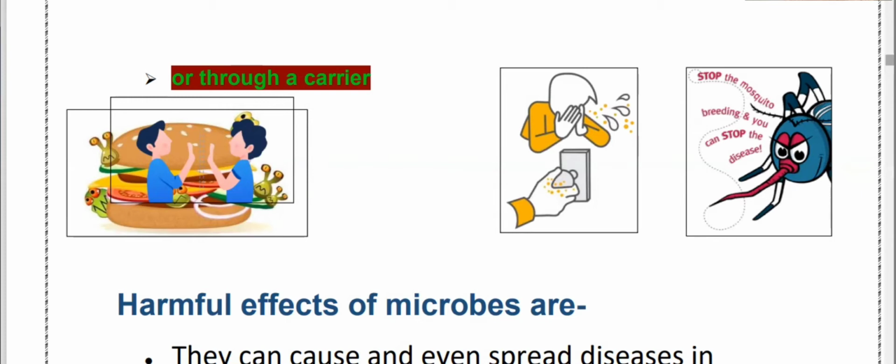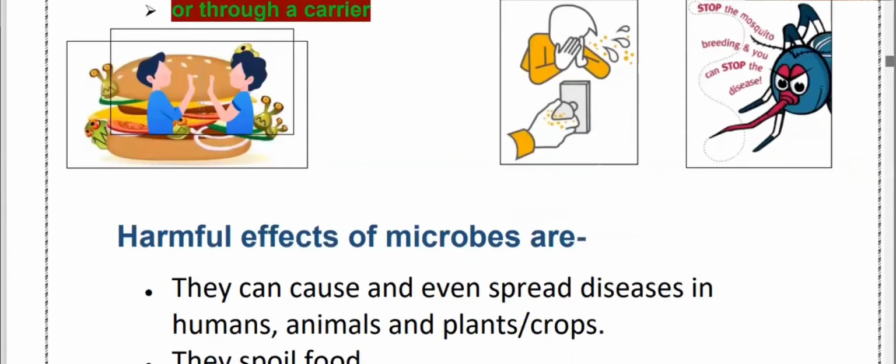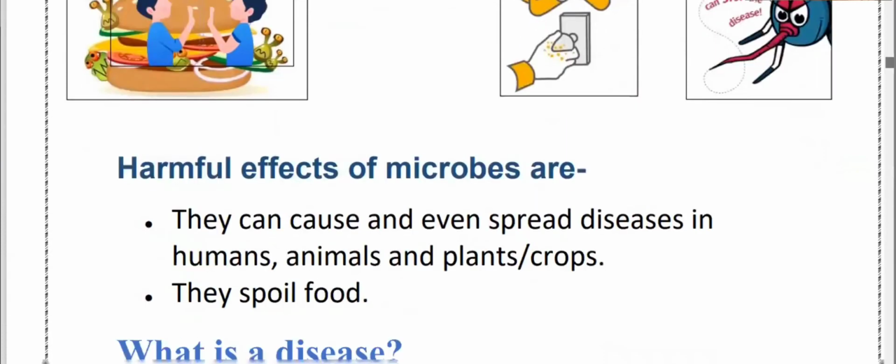Now, what are the harmful effects of the microorganisms? As I said, they can be pathogens as well, which can spread some diseases. The diseases can be spread by the microorganisms, and the microorganisms can cause diseases in plants, animals, and human beings. And other than that, they can even spoil the food.